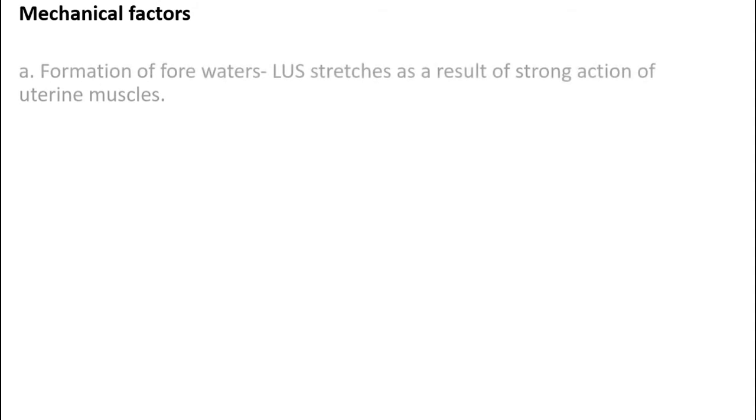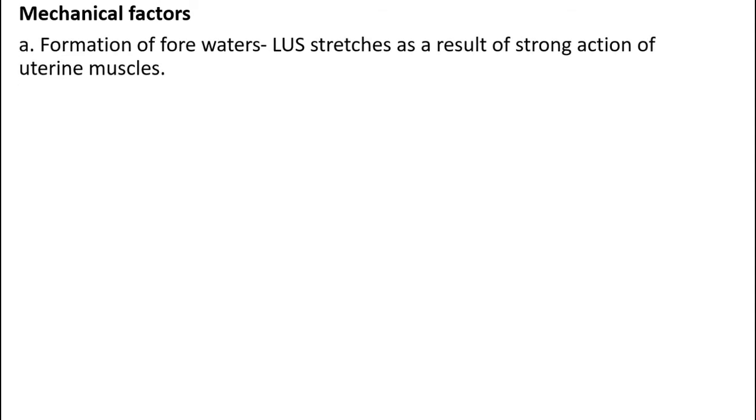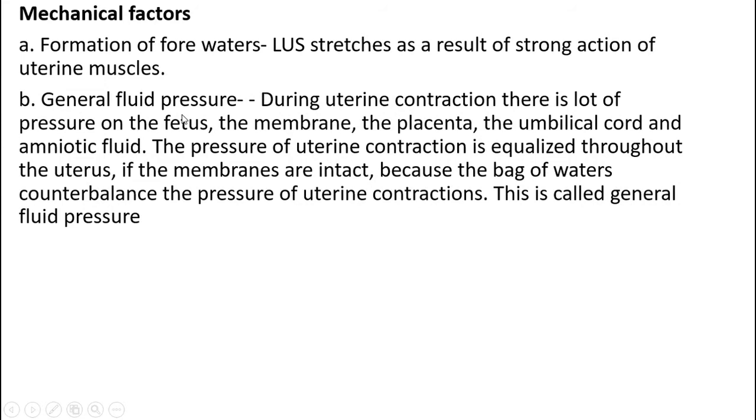Ripening of cervix. The process by which the cervix becomes soft, compliant and partially dilated is termed cervical ripening. And the mechanical factors include, first one, the formation of forewaters, in that the lower uterine segment stretches as a result of the strong actions of the uterine muscles and general fluid pressure.